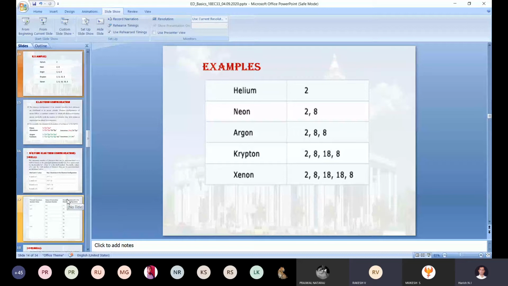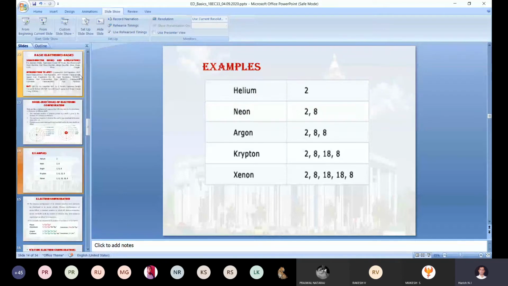Correct. But my question is, how many subshells are there in the individual orbit? Let us take the orbit number, referred to as n. n equals 1, n equals 2, n equals 3, n equals 4. If you know the orbit number, we can easily calculate how many electrons we can accommodate in that particular orbit with the help of the general formula I showed in the first slide, right? Correct.